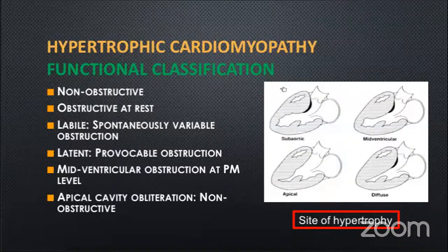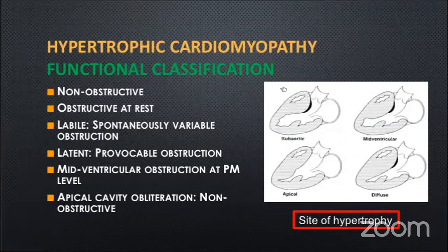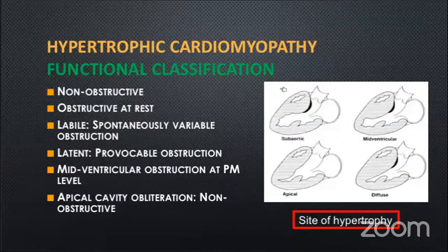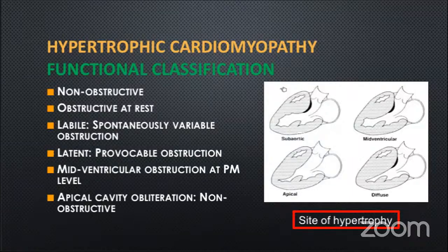We can have mid-ventricular obstruction at the papillary muscle level, which are hypertrophied, and the classical apical obliteration in the non-obstructive apical hypertrophic cardiomyopathy that was first described in Japan, and which is characterized by marked T inversion. They are really humongous when you look at them. But of course, now it is described from all over the world.